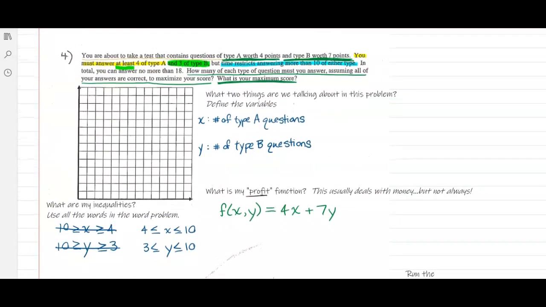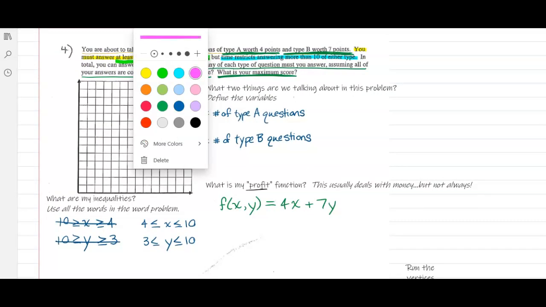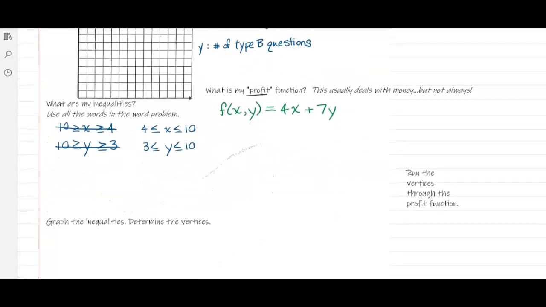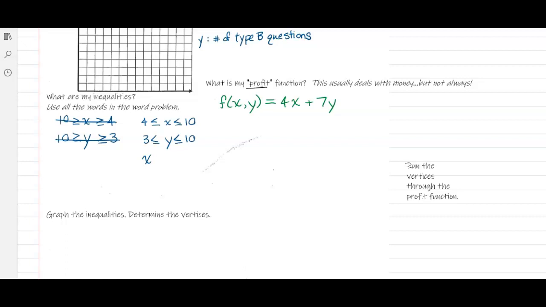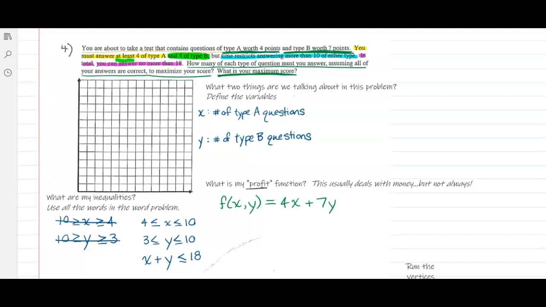Okay. Next, we have a little bit more information coming. In total, that means A and B type questions added together, you can answer no more than 18. So if I take the number of type A and the number of type B, it must be less than or equal to 18. So now I've used up all the words in my word problem.